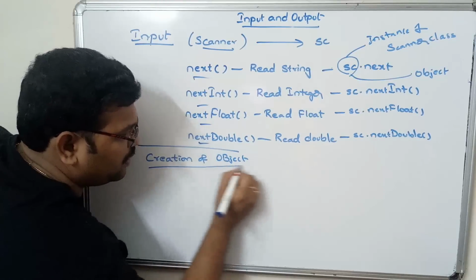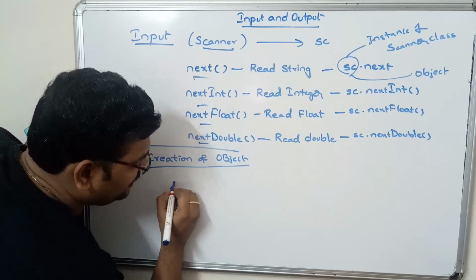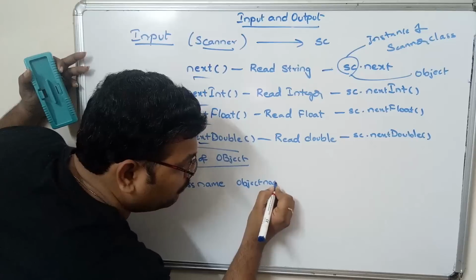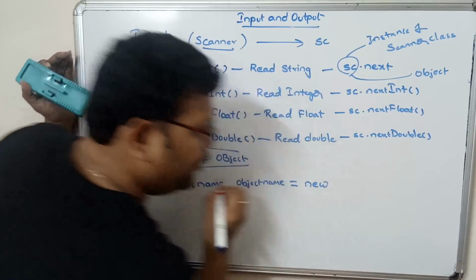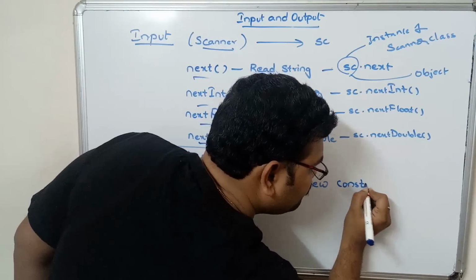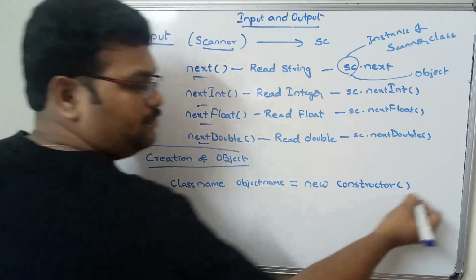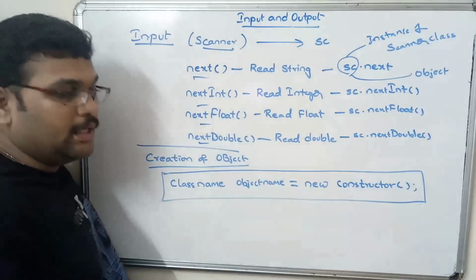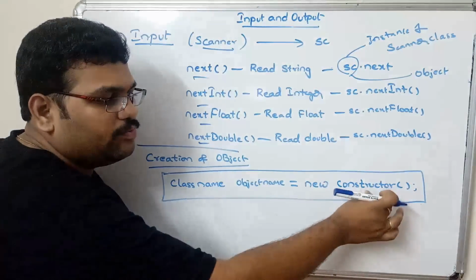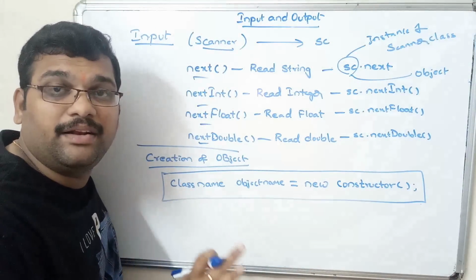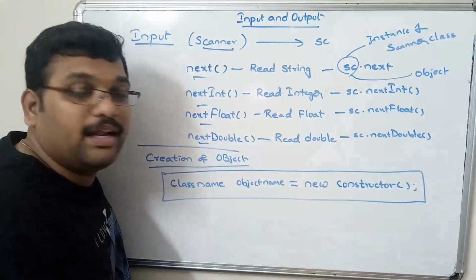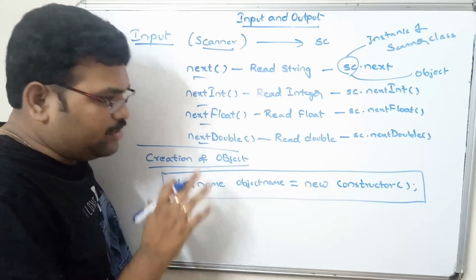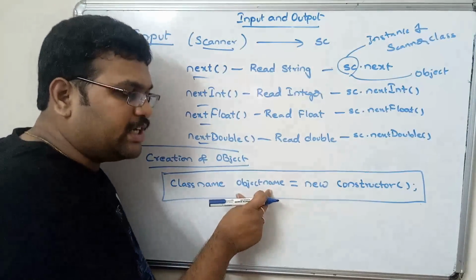Creation of an object for a class. For this, the class name followed by the object name is equal to the new keyword followed by the constructor. So this is the syntax to create an object. A constructor is just like a method which has the name equal to our class name. I am just giving the definition. In the next sessions I will tell you in depth about constructors, what a constructor is and how many types of constructors there are. So now just note down the syntax: the class name followed by the object name, new, and the constructor.